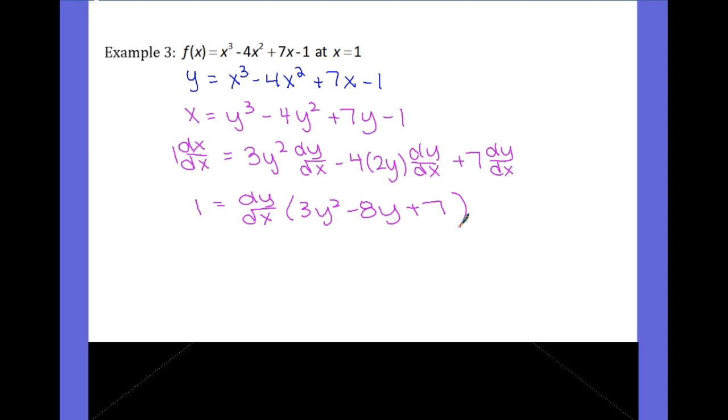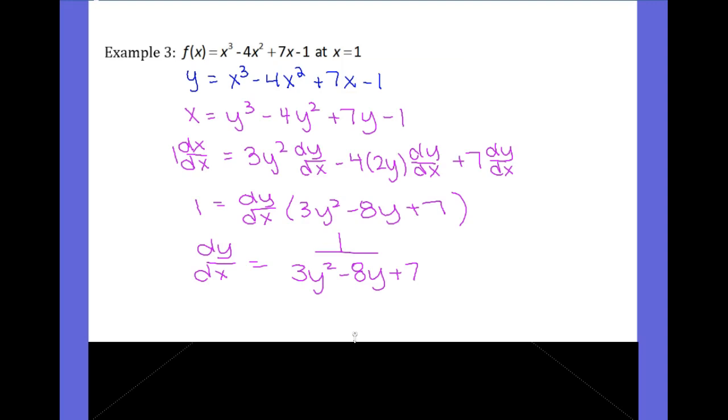Okay, and that's on your side. So then you get dy/dx equals 1 over 3y squared minus 8y plus 7. Doesn't this kind of look like what we did before? 1 over the derivative? Except now it's not 1 over the derivative of the original, because that would have been 1 over 3x squared minus and so on. It's 1 over the inverse.